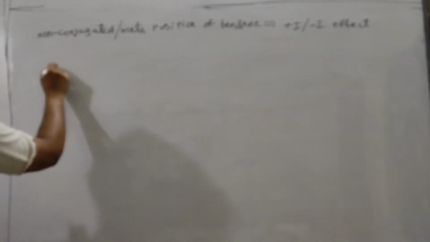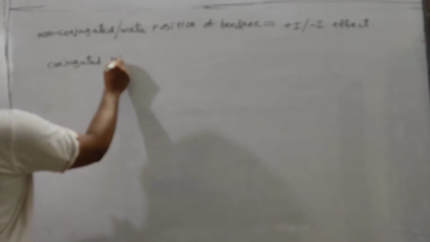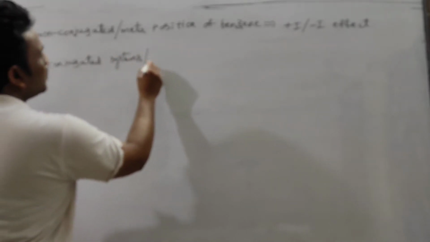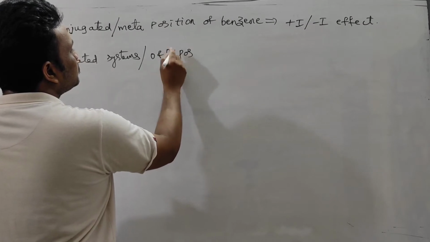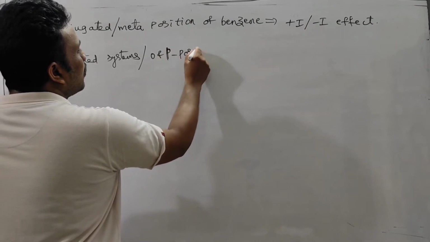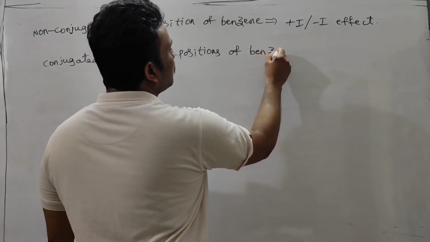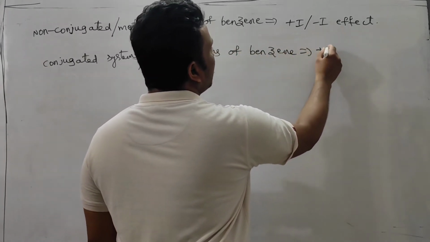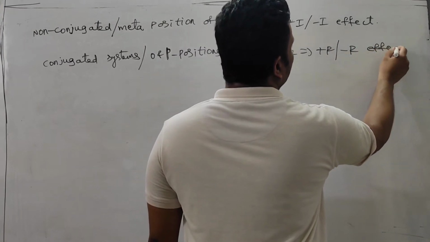So like that, in case of conjugated systems or ortho and para positions of benzene, that group, I mean any group, behaves like either a plus R or minus R group.